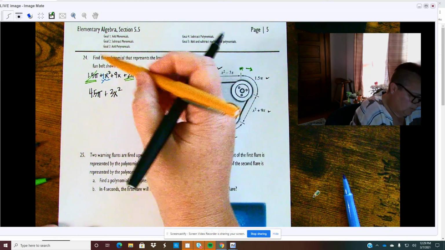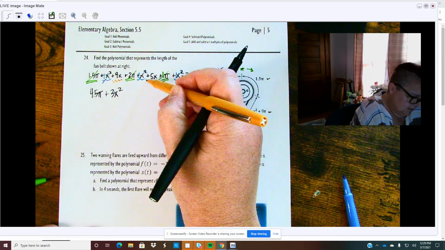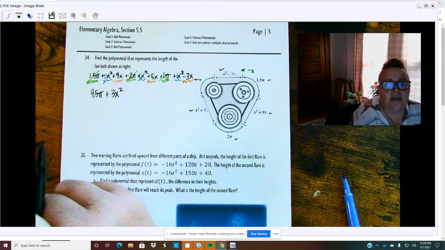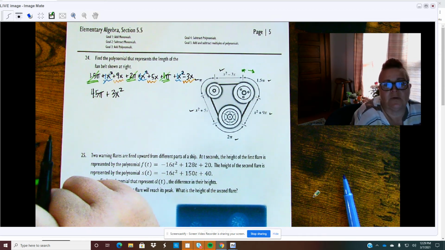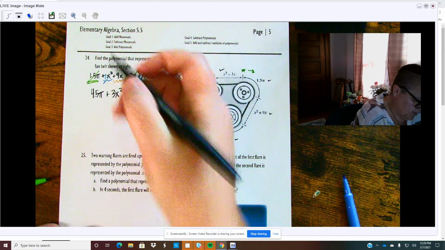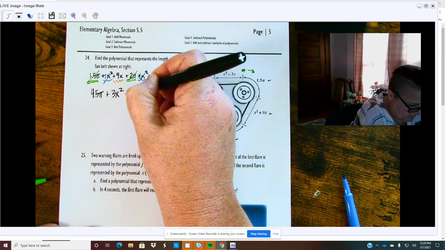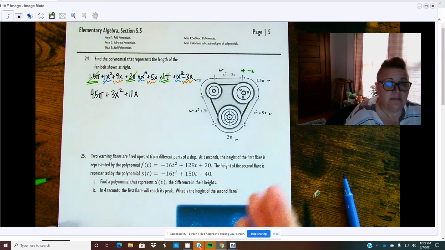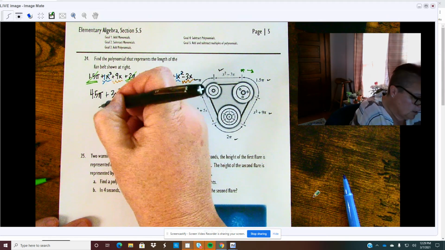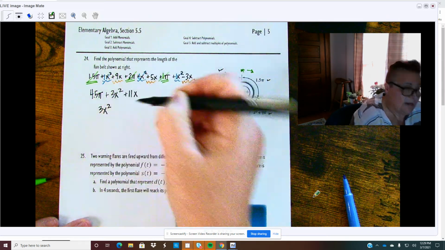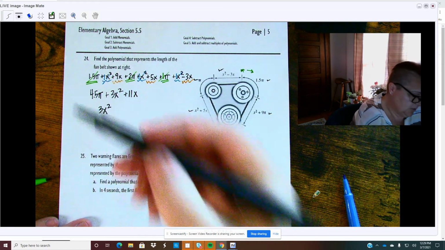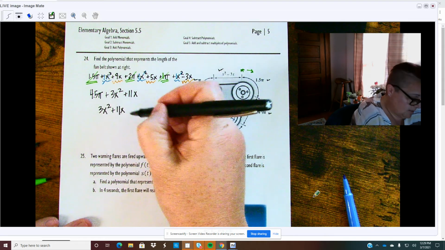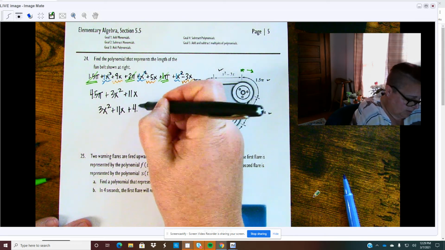And then I've got a plus 9x and a plus 5x and a minus 3x. 9 plus 5 is 14. 14 minus 3 is 11. Okay, this is fine. To put it in the proper order, I would start with the 3x squared because that's my variable to the highest degree. I would then do the 11x and then the plus 4.5 pi.